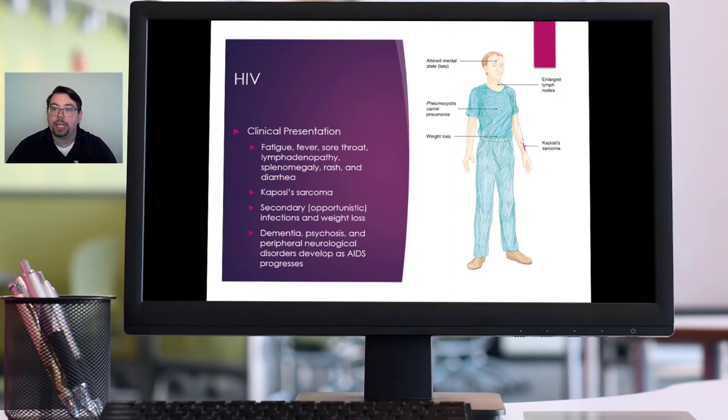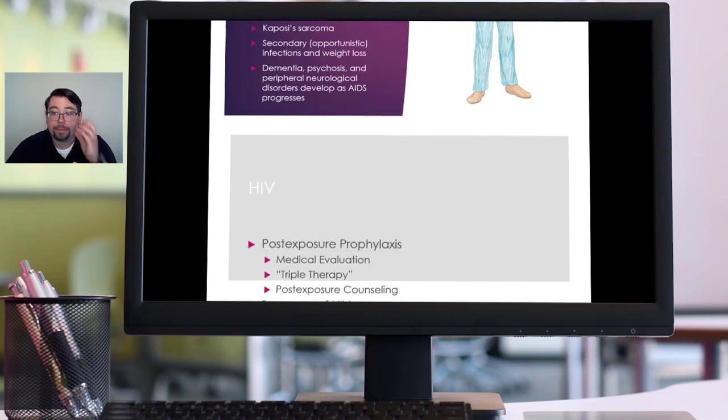Now, the clinical presentations you're going to see primarily focus around fever, fatigue, some sore throat, and enlarged lymph nodes. You may also see some issues with Kaposi's sarcoma, and then secondary opportunistic infections as well, along with weight loss. We know that because their immune system is being taxed by the HIV infection, it's more likely that other regular infections could set in, things like pneumonia or any type of opportunistic pathogen. Dementia, psychosis, and other peripheral neurological disorders develop as AIDS progresses, and that's what makes it so debilitating.